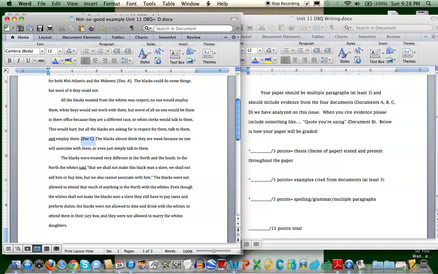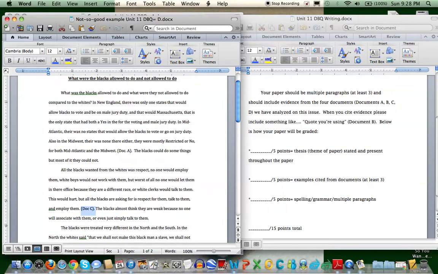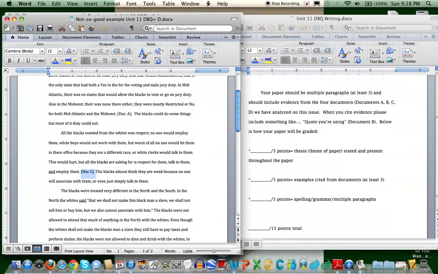So this person now cites Doc C. You can tell here that they're clearly talking about working conditions, which is, if I remember correctly, what document C is all about. But again, it's not explicit. I don't truly understand where they're going with this. So again, yes, they're citing the document, but I don't know what their thesis is. I have no idea what the theme of the paper is. Is it what blacks were allowed to do and what were they not allowed to do? No clue what's going on here.